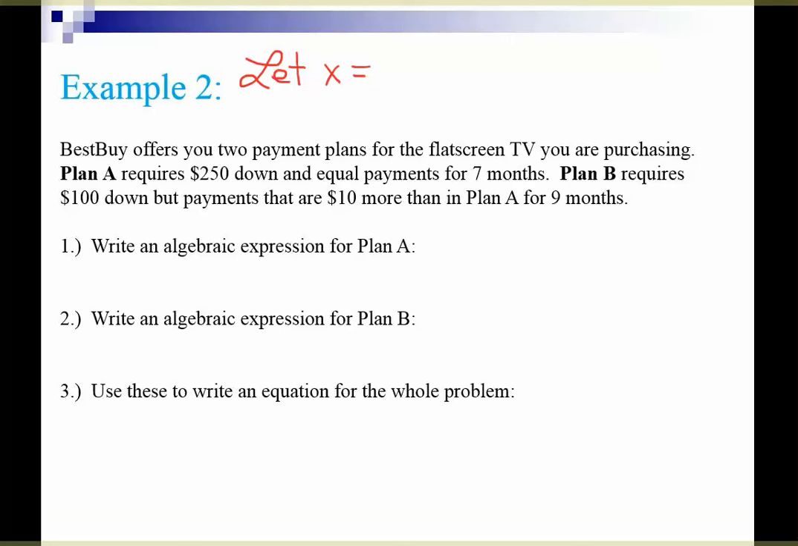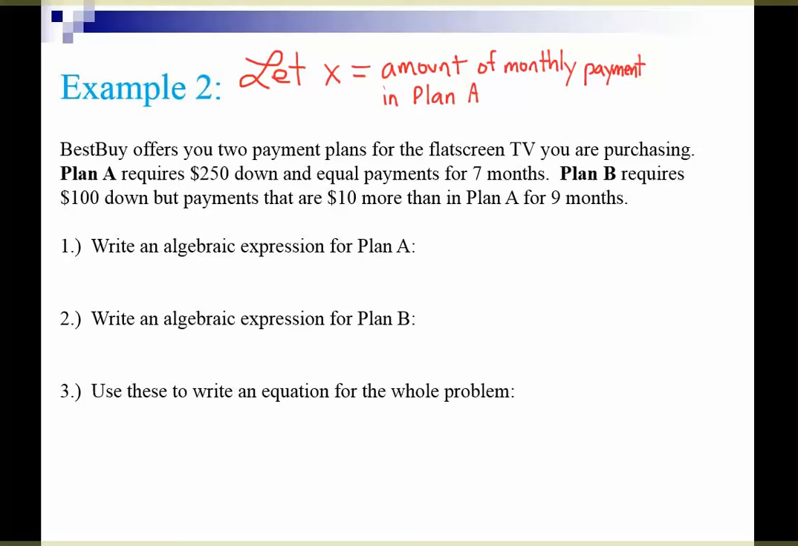And the way to figure that out is which one depends on the other. In other words, do we need to know Plan A first to figure out Plan B, or do we need to know Plan B first to figure out Plan A? The key for me is right here. Plan B is going to be $10 more per month than in Plan A. That kind of implies that we need to know Plan A first. So for my variable, I'm going to say x equals the amount, and you want to write this down on your paper, the amount of monthly payment in Plan A. That's very specific, okay? X is going to equal the amount of monthly payment in Plan A.